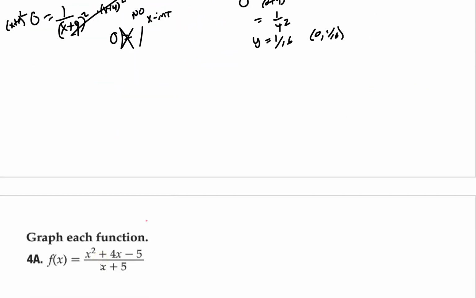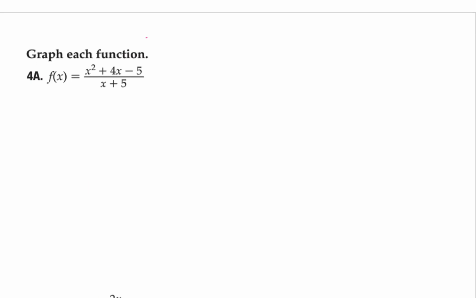Let's do a few more so you get, again, the flavor of all the different types we're going to see. So the next one here starts the same way. Horizontal asymptote. Top power versus the bottom power, that is none.